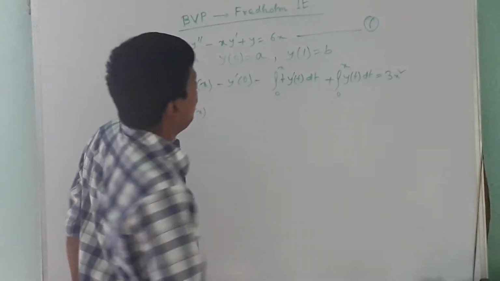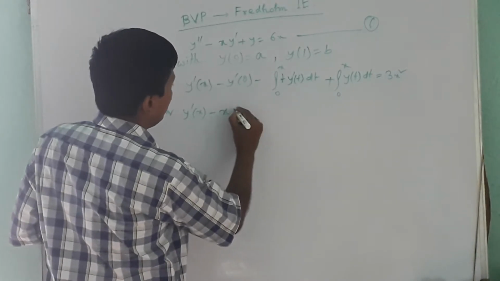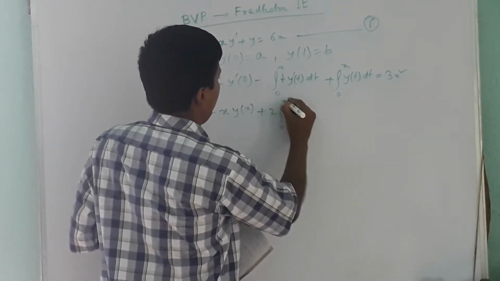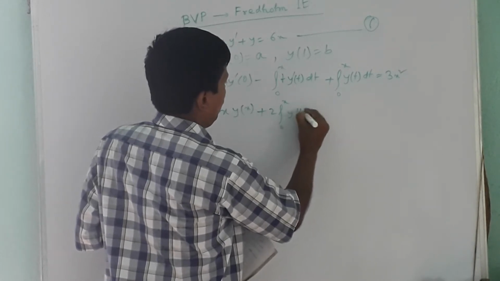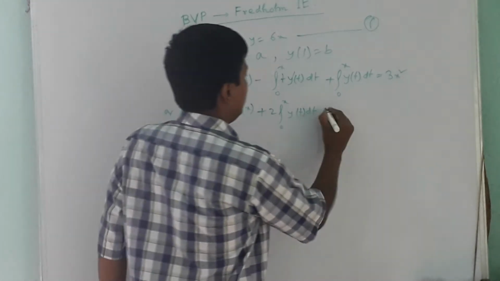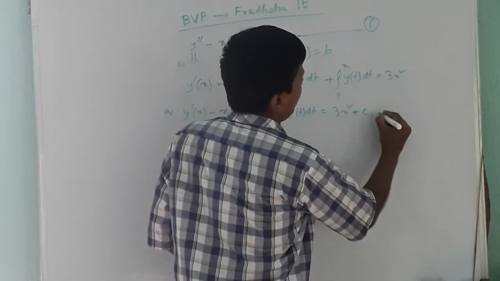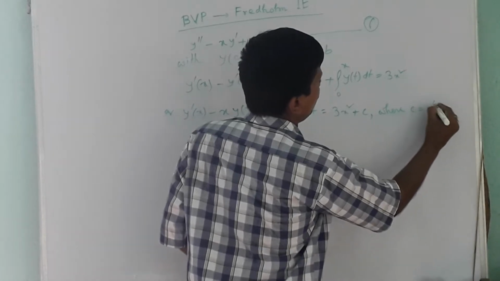So we can write y dash x, and this value we skip to the right side. I change it and put it on the right side. Ultimately y dash 0, and using integration by parts we need to solve it, and after simplification we write: x y x plus 2 times the integral from 0 to x of y t dt is equal to 3x square plus c, where c is equal to y dash 0.